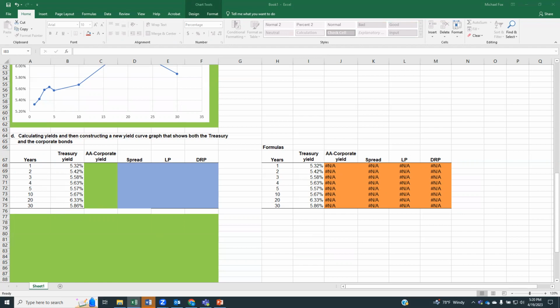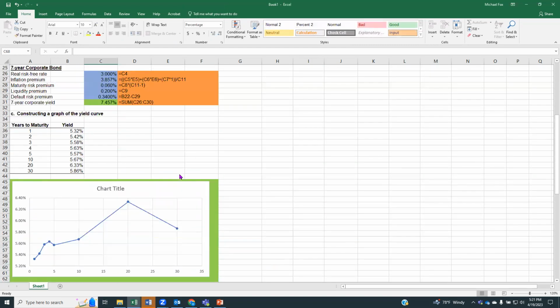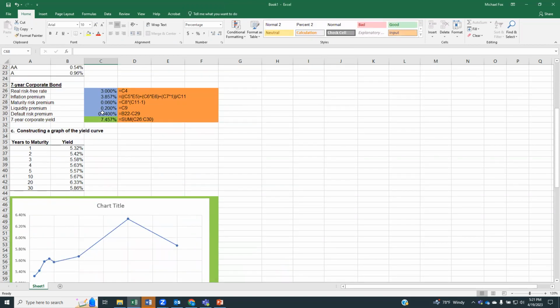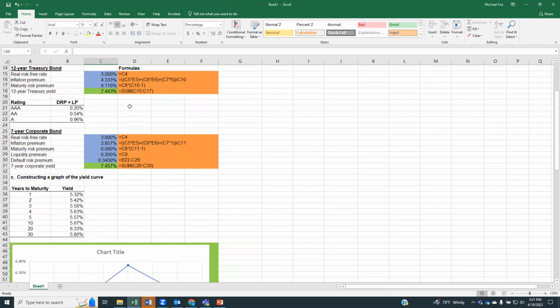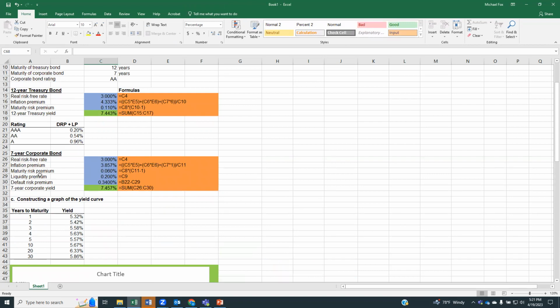In essence, we know that our treasury yield is really only different from our corporate yield by this default premium and liquidity premium if our maturities were the same. So when we look at the difference between these two, we have the difference in the inflation premium and maturity risk premium, which were based on the fact that this is a 7-year bond and this was a 12-year bond. But the liquidity premium and the default risk premium were based on the fact that this is a corporate bond and that is a treasury bond. Corporate bonds are higher risk. So really these two things account for the only difference in the yield.